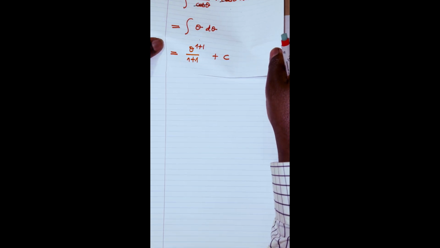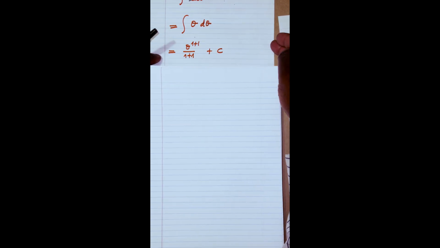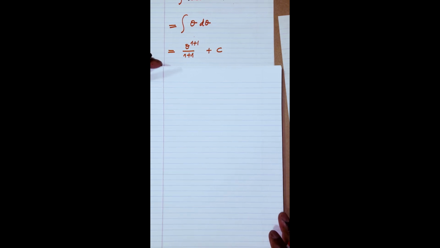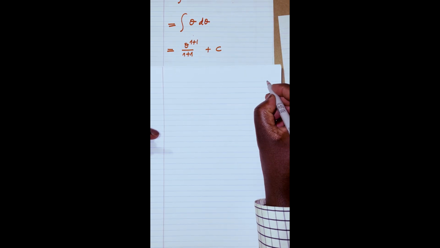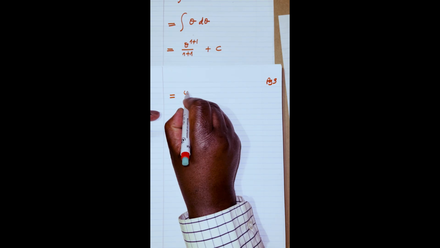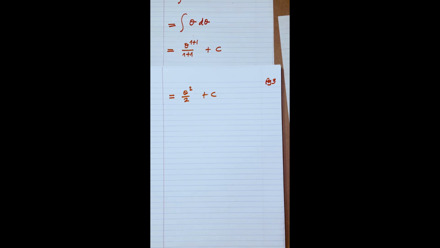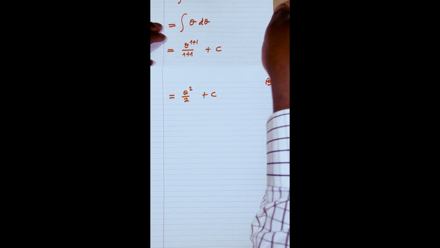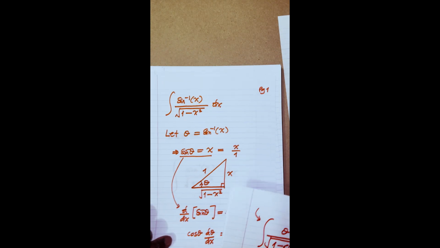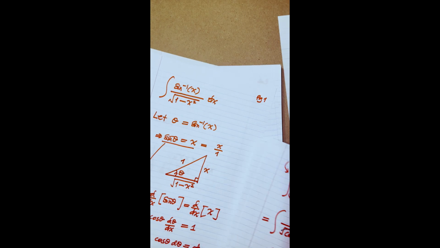Let me move this one down. Right, now, what am I saying? I'm saying that if you call this page 3, we have that expression being equal to theta squared over 2 plus c. Now we have to revert to our original variable. What is the connection between theta and x? Because our original variable is x. Looking at this equation here, you'll agree with me that theta equals sine inverse of x, or arc sine of x. So where I see theta, I must put arc sine of x or sine inverse of x.